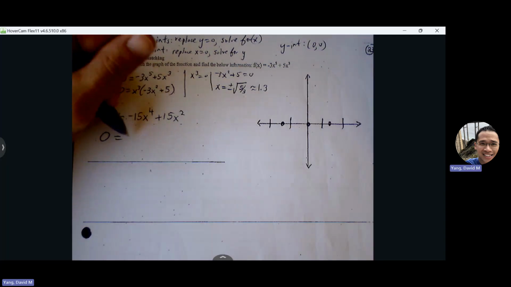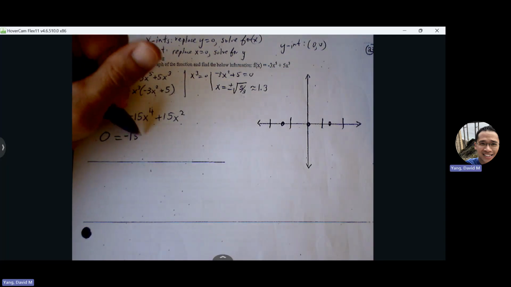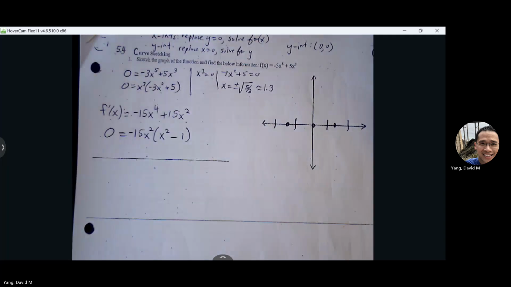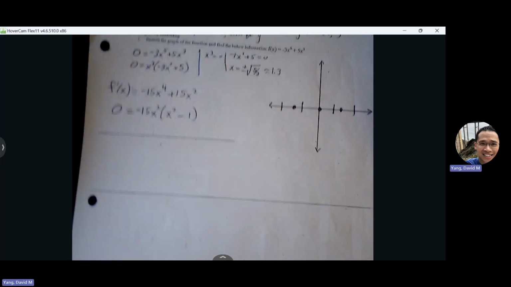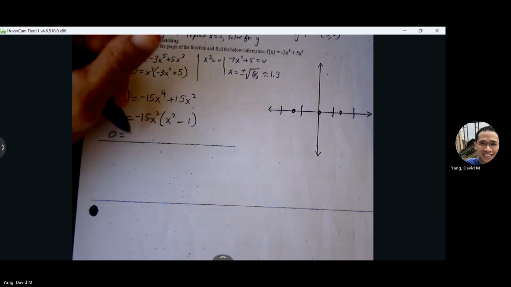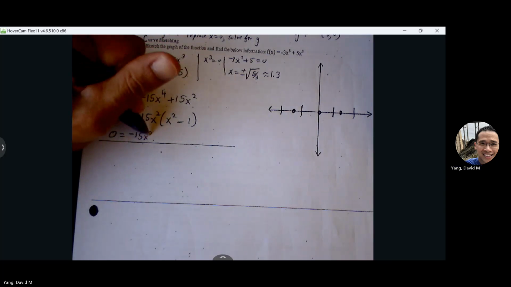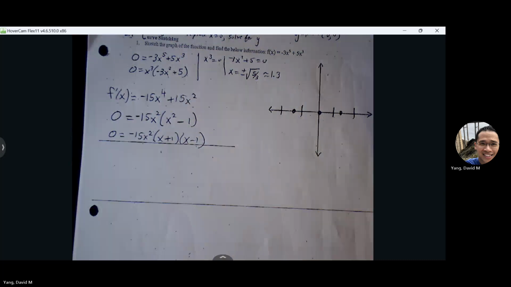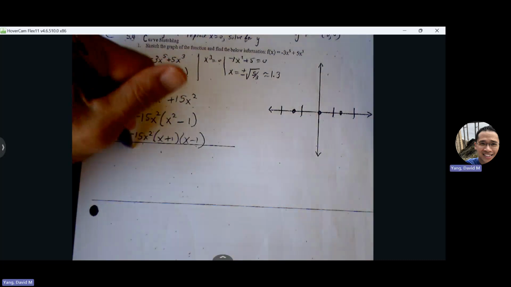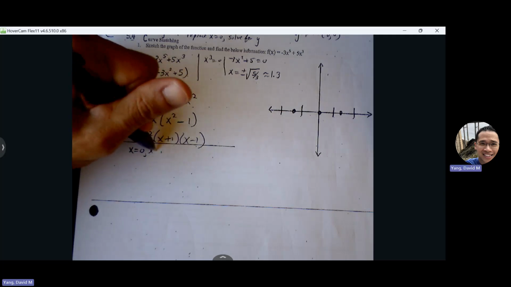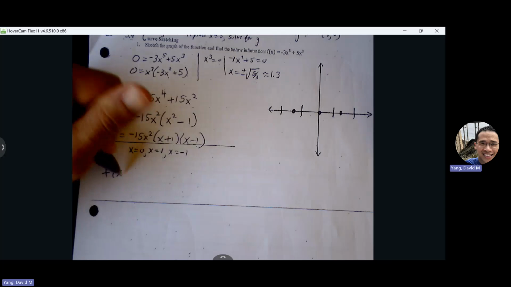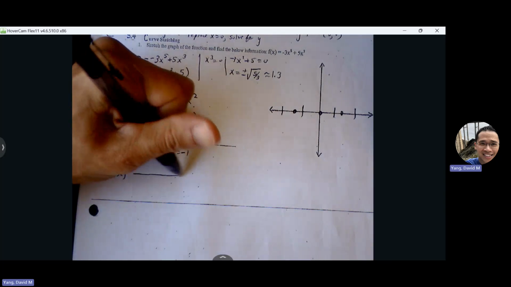I'm going to go ahead and factor out a GCF. Now I'm just going to look for my critical points. How many critical points are we going to come across? 3. Yeah. We have x equals 0, x equals 1, x equals negative 1. Okay. So this is basically the first derivative test here.